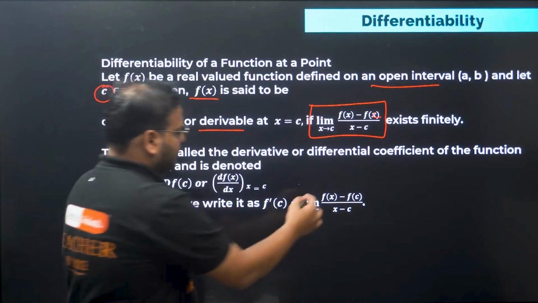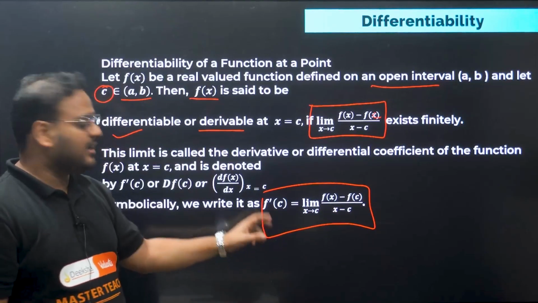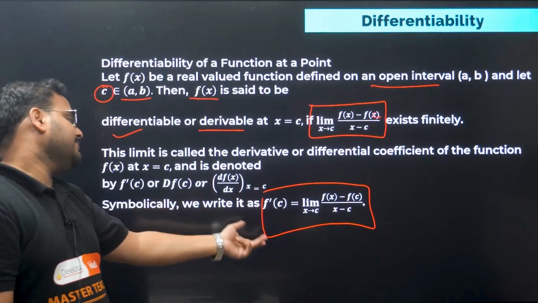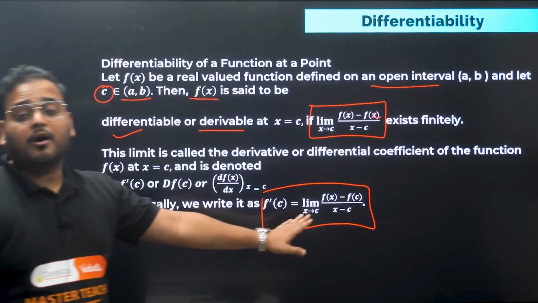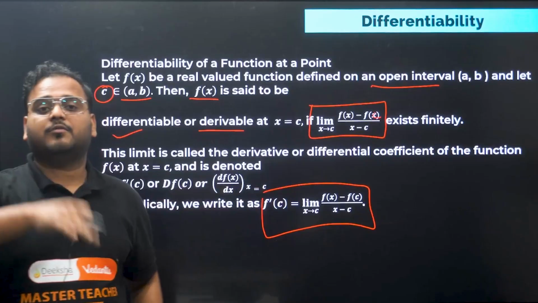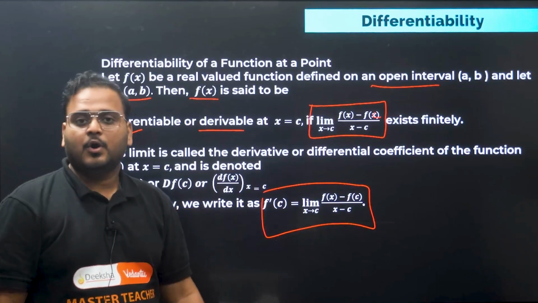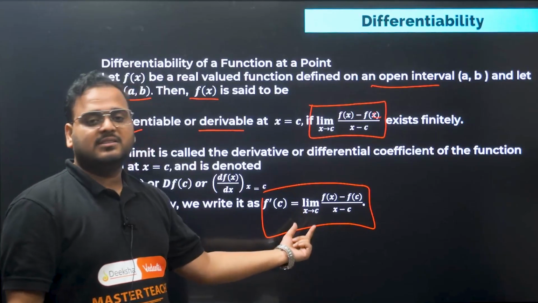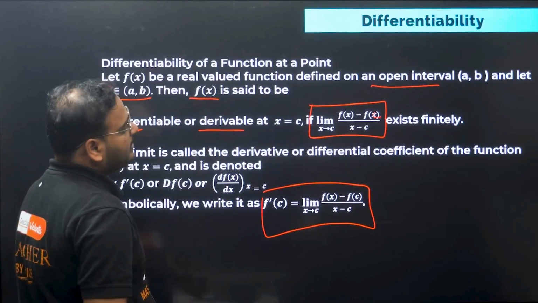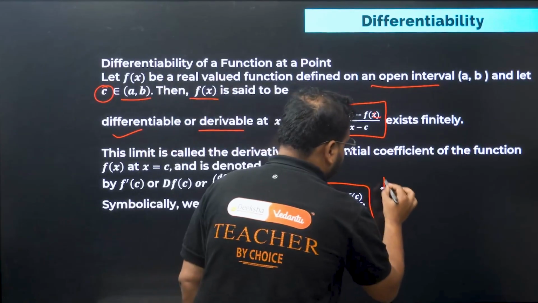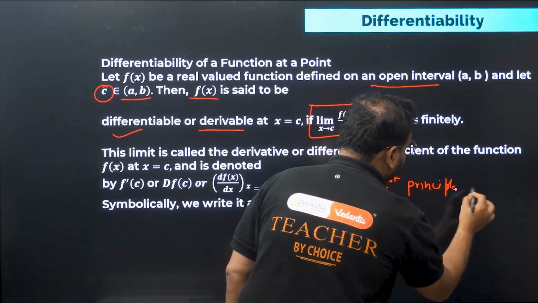You can find the same thing from here. f dash of c is basically the derivative of the function at the point c, which is f of x minus f of c divided by x minus c. This is the formula of derivative, not like the formulas for sine, cos, tan or polynomial functions. All of those come from this principle only. This is called the first principle of derivative.